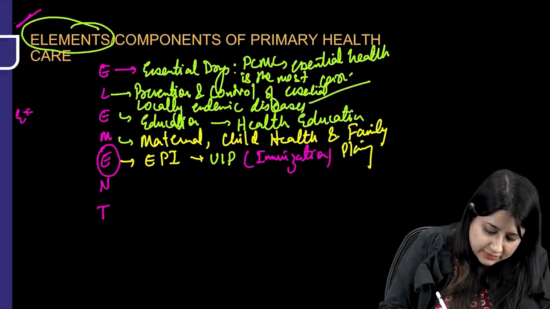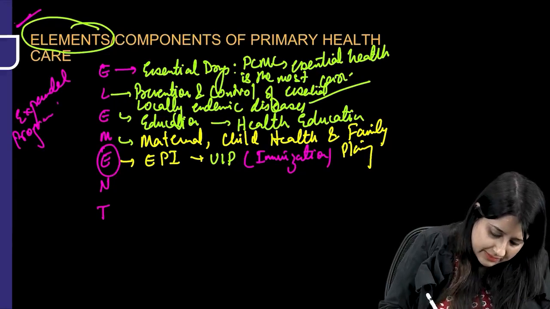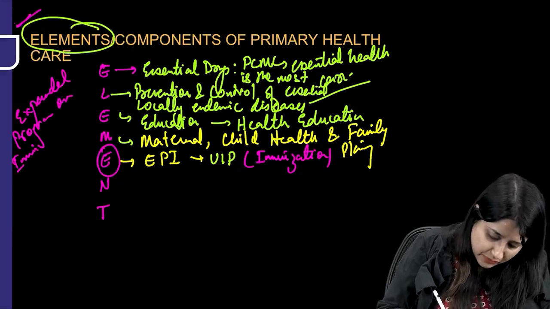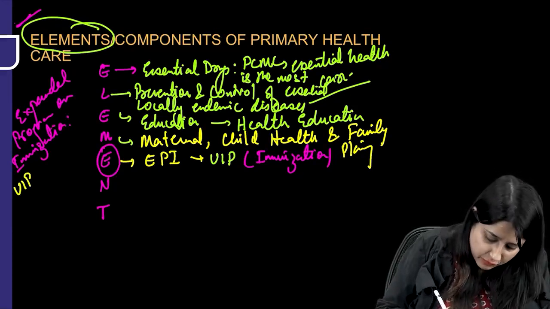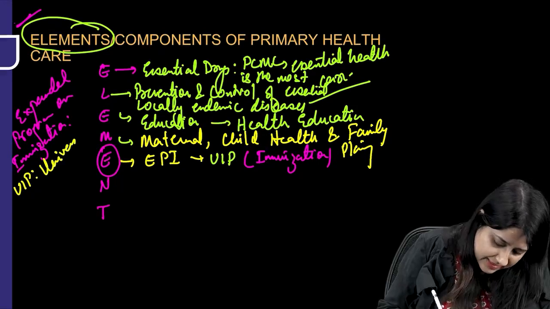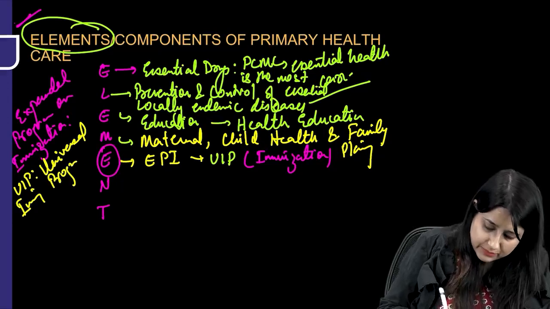EPI was the expanded program on immunization. And what has this become now, everybody? UIP. What is UIP? Universal immunization program. So this becomes what?